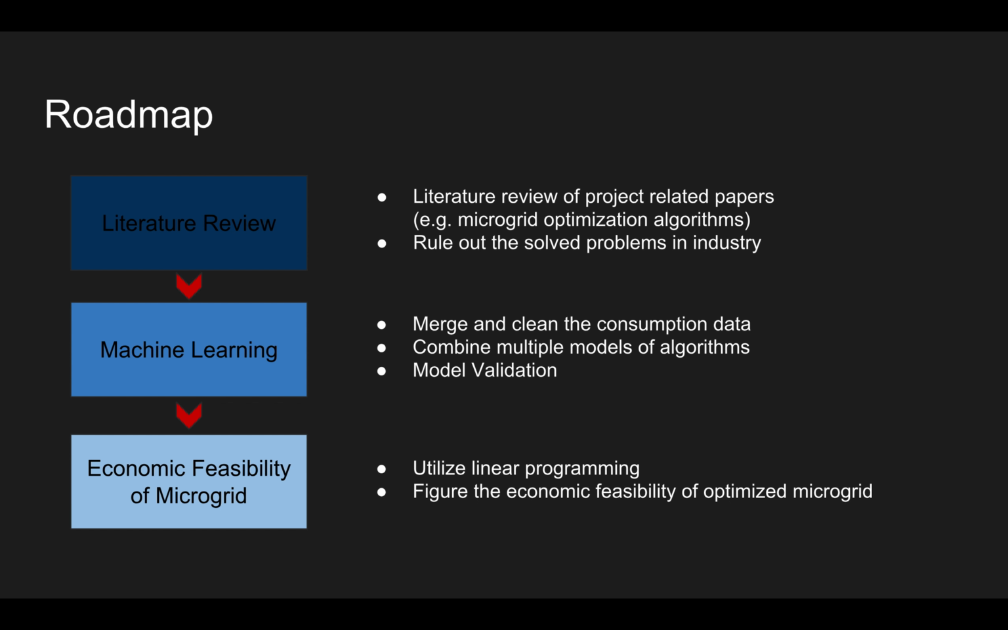The third part is about economic feasibility of microgrid. We will utilize linear programming, and based on the optimized microgrid model, we can do more research about the economic feasibility of the model. We will give advice about the economic cost and also the electricity consumption for practical application.